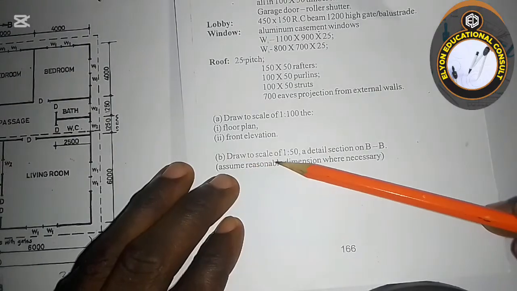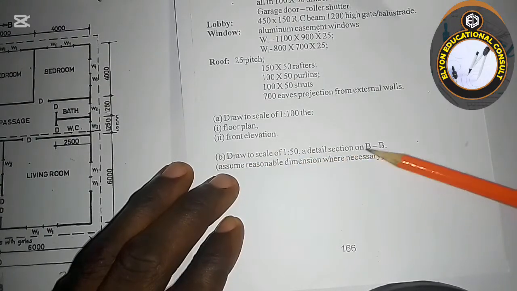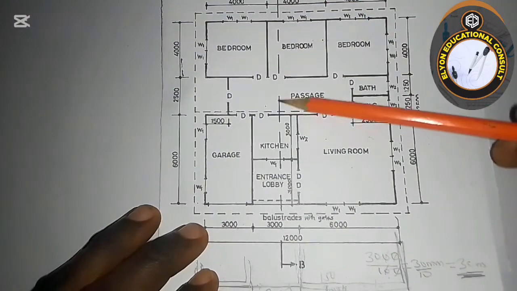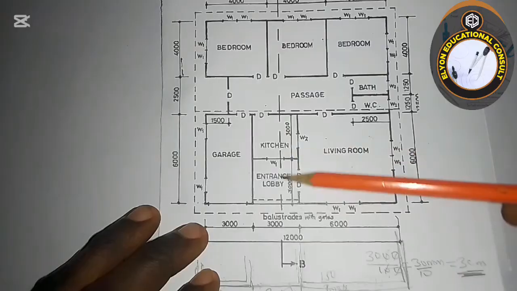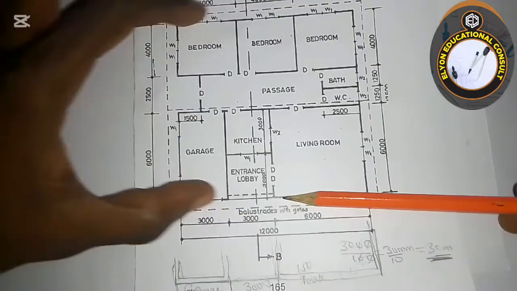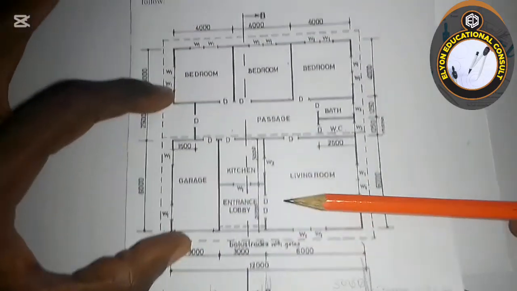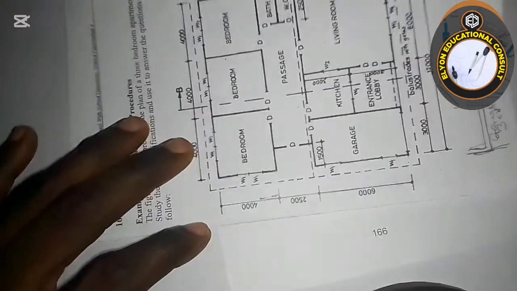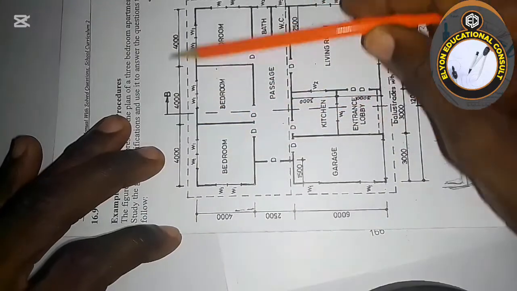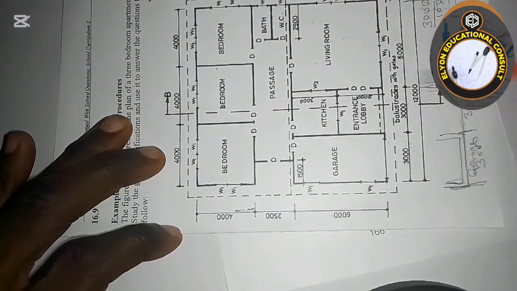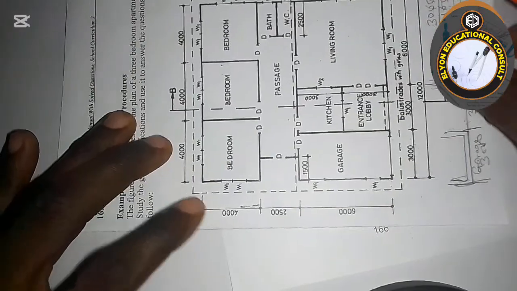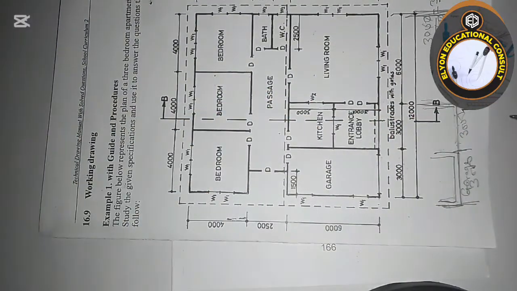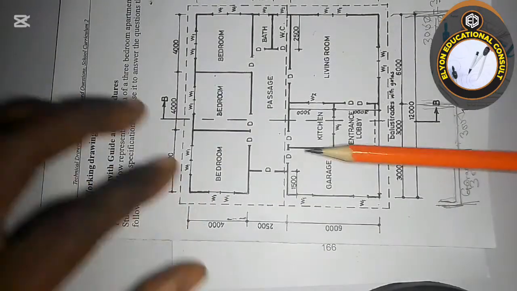Then again, draw to scale 1 to 150 detail section BB. If you look at this building, there's a sectioning, like a knife put through the building, and you cut the building out. You can see the direction of the arrow. So you are viewing the building in the direction of this arrow, and you are turning it like this. I'm still going to cut this into two in the video I'm going to make on the sectioning.